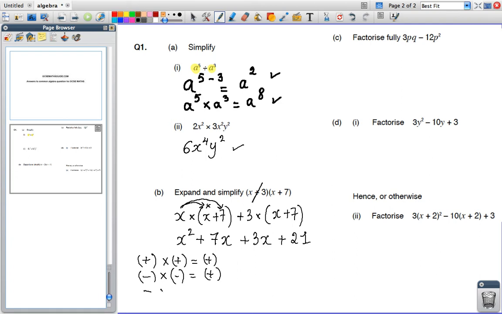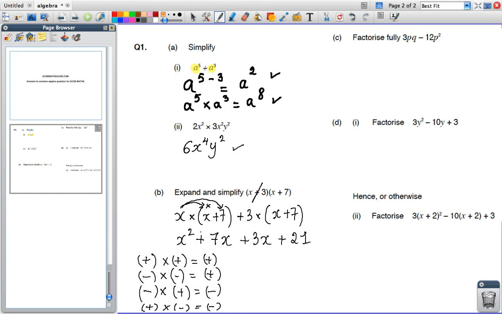So next, if I've got a negative number and I want to times it with a positive number, in this case the signs are different, it becomes a negative answer. And finally, if I've got a positive one and I times it with a negative one, then my answer will become negative.